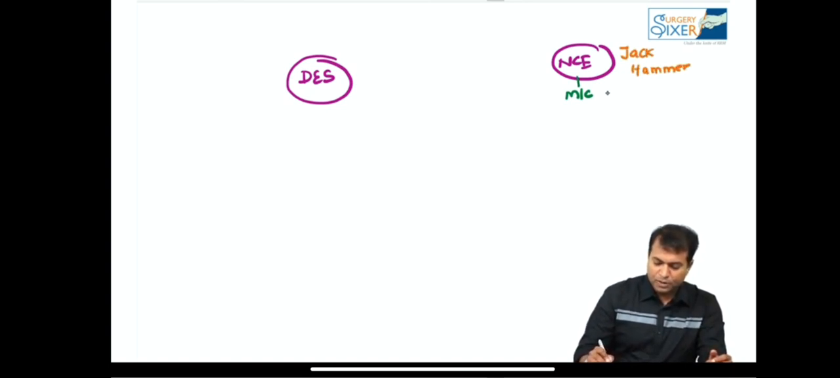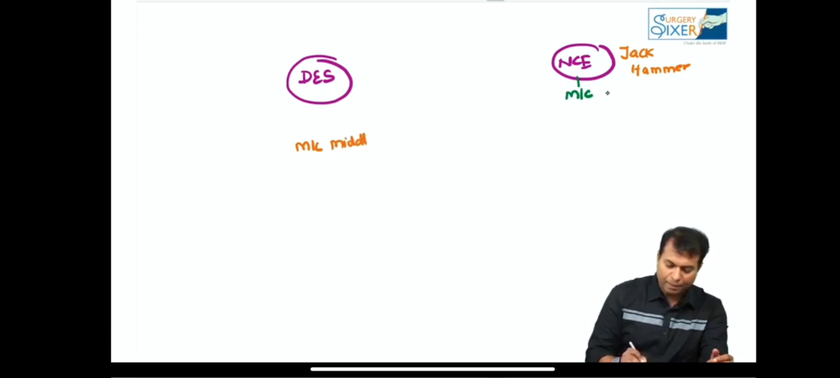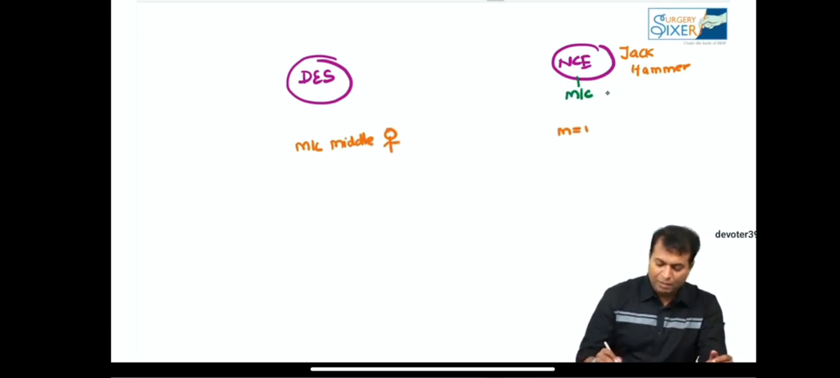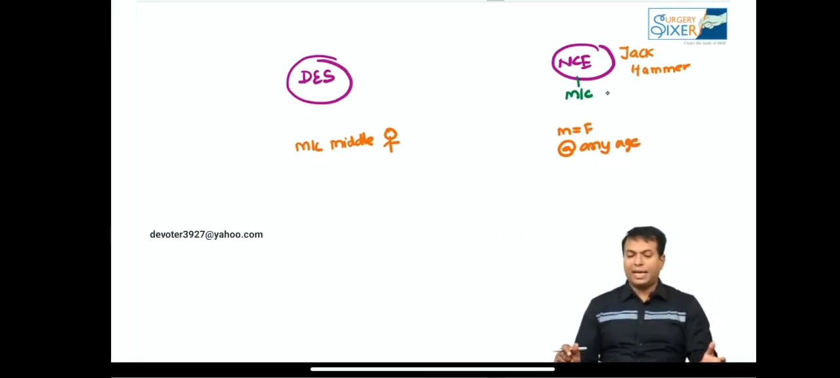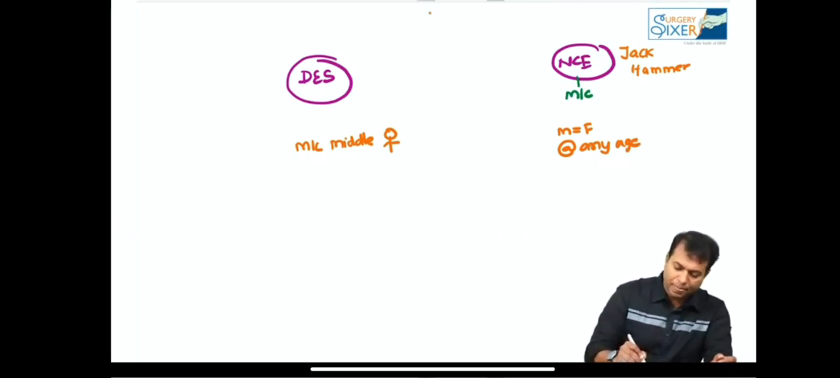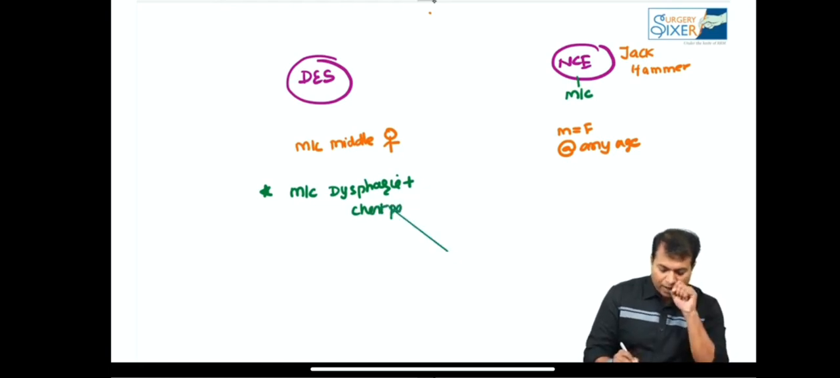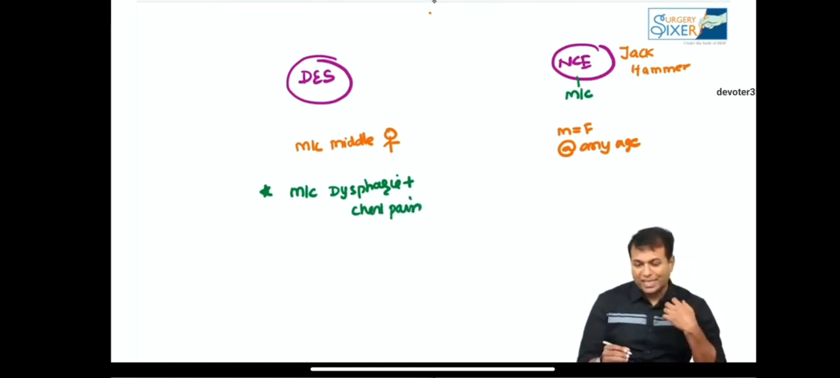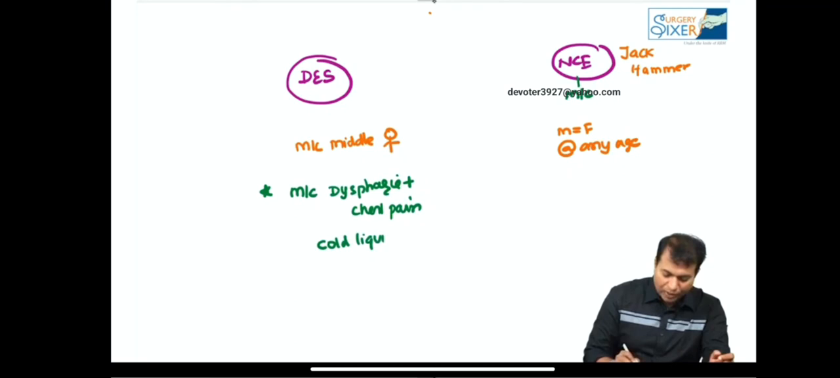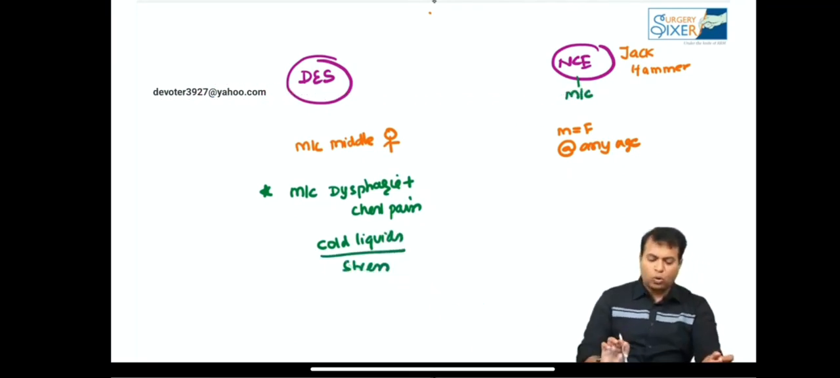Jackhammer esophagus. DES is most common in middle-aged women. Nutcracker is equal in male and female, and it can happen at any age. There is no sex or age predilection. For DES, please remember, the most common presentation is dysphagia associated with chest pain. Always there will be some history of aggravation of this dysphagia and chest pain following drinking of cold liquids or following stress. So stress and cold liquids will aggravate DES.